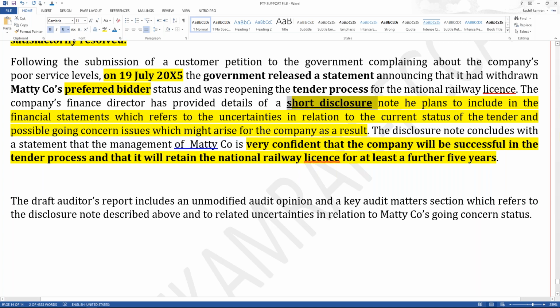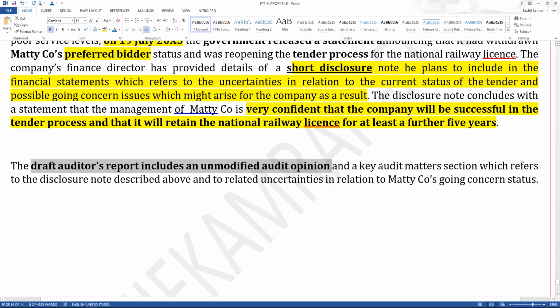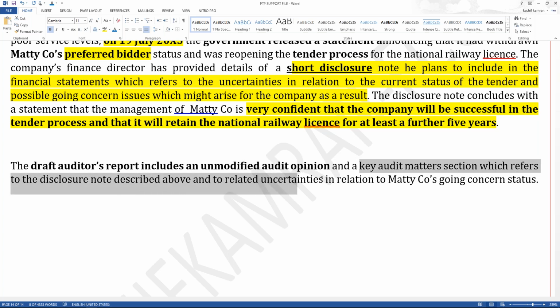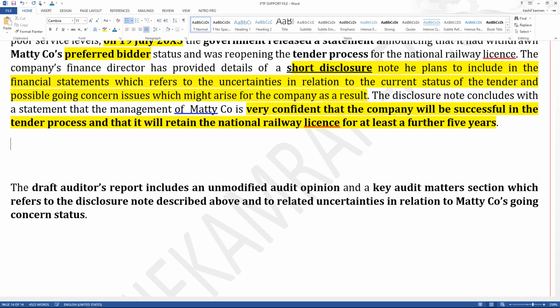That's one problem, right? Number two, the draft audit report includes an unmodified audit opinion and a key audit matter section which refers to the disclosure note described above and related uncertainties in the going concern status. What have we done in the report? Tell me, is the report right here? Honestly, firstly, there was a short disclosure.